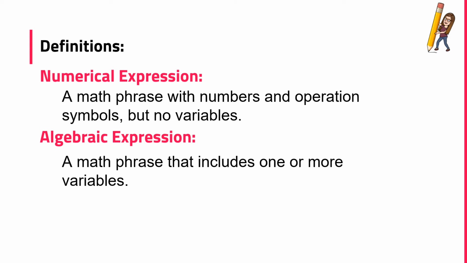Let's talk about the difference. A numerical expression has no variables, so it might look like this. There's no equal sign and no letters. An algebraic expression might look like this. Now we have a variable involved.